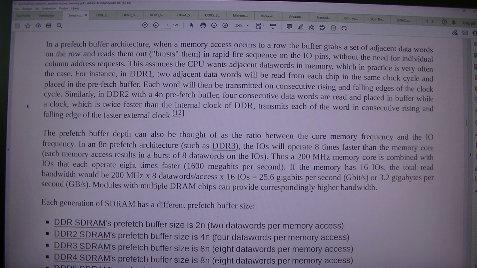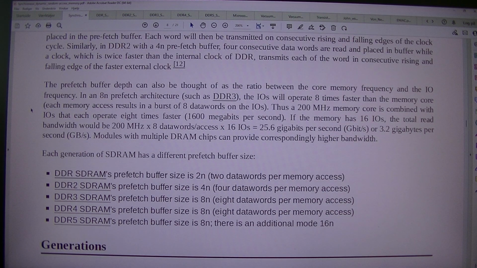12. The prefetch buffer depth can also be thought of as the ratio between the core memory frequency and the I/O frequency. In an 8N prefetch architecture, such as DDR3, the I/Os will operate 8 times faster than the memory core. Each memory access results in a burst of 8 data words on the I/Os.